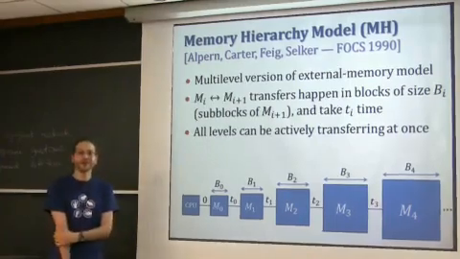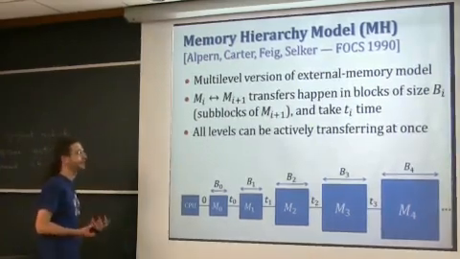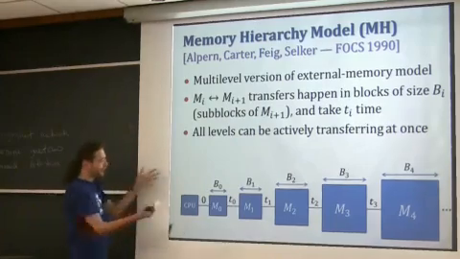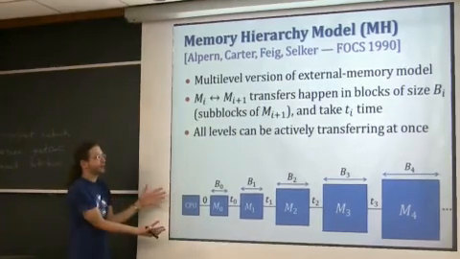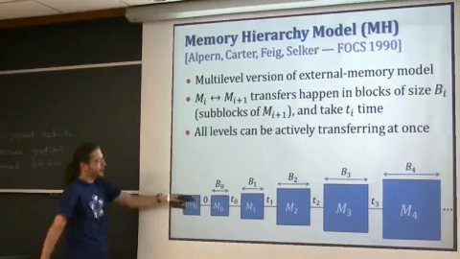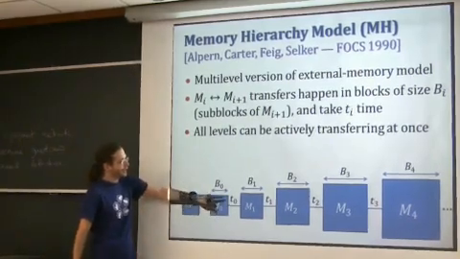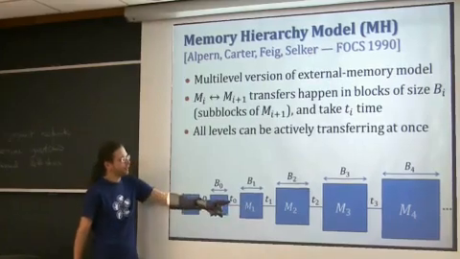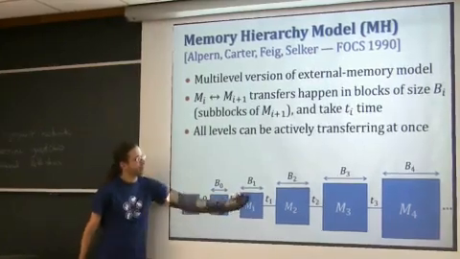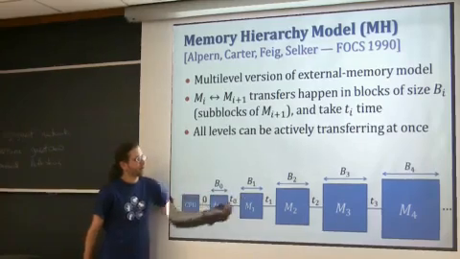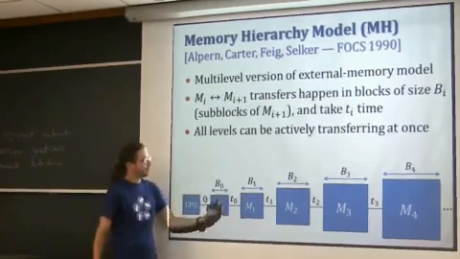UMH is probably the messiest of the models. But in some sense, it's the most realistic of the models. Here's the picture which I would draw if someone asked me to draw a general memory hierarchy. I have a CPU, which can access this cache for free. It has blocks of size B0. To go to the next memory, it costs me some time T0. And the blocks that I read and write here are of size B0. So the transfers here are of size B0.